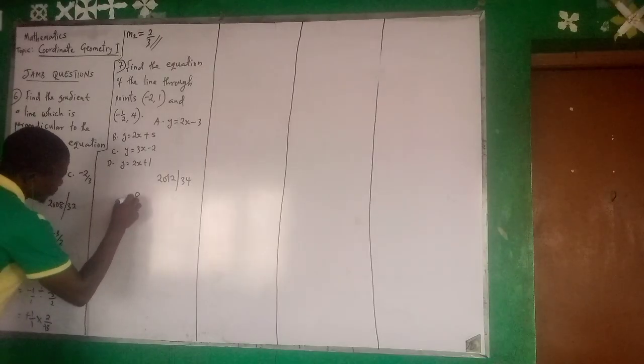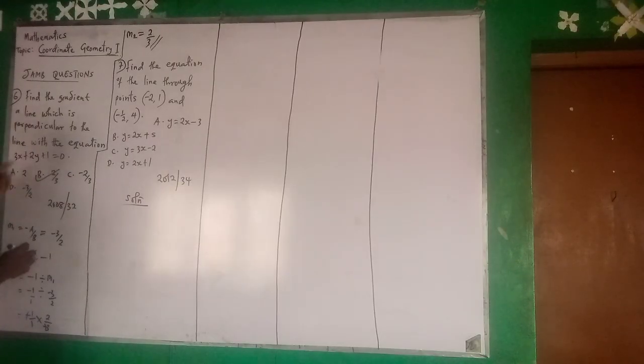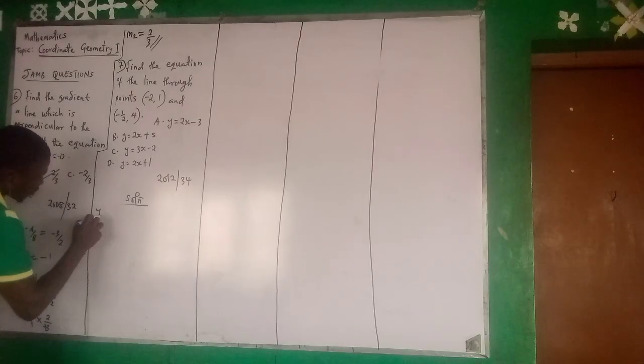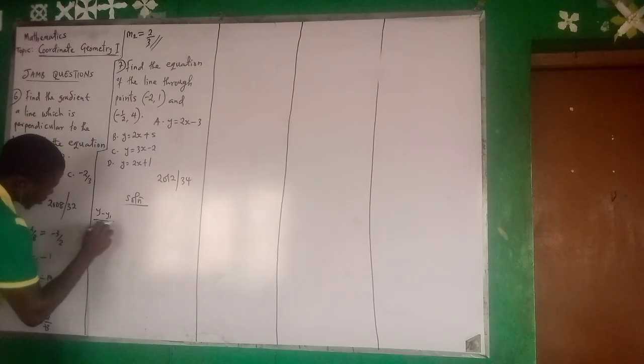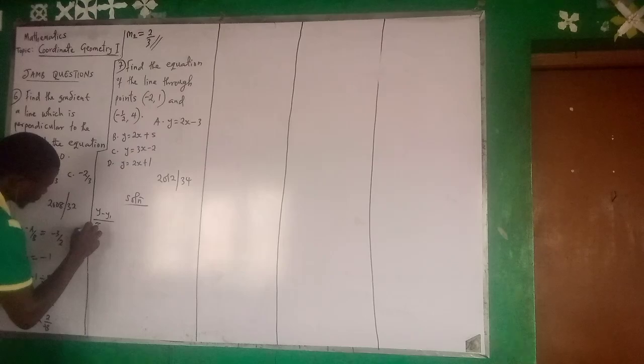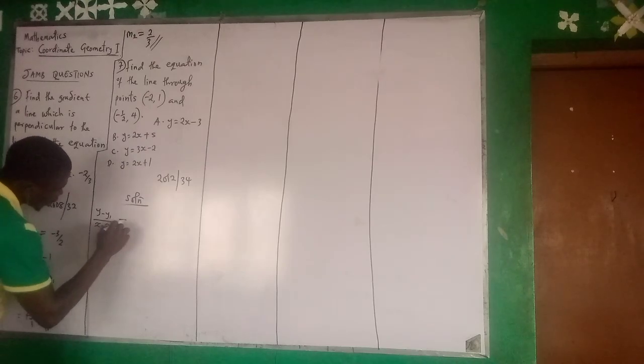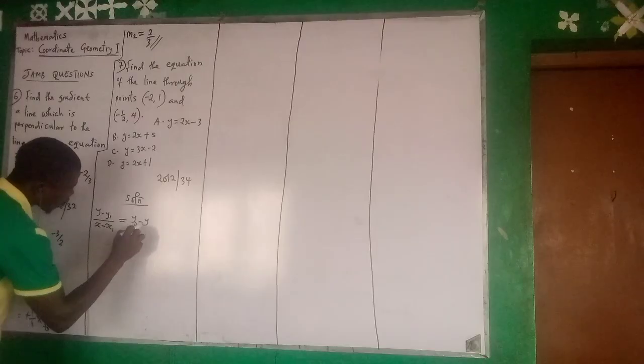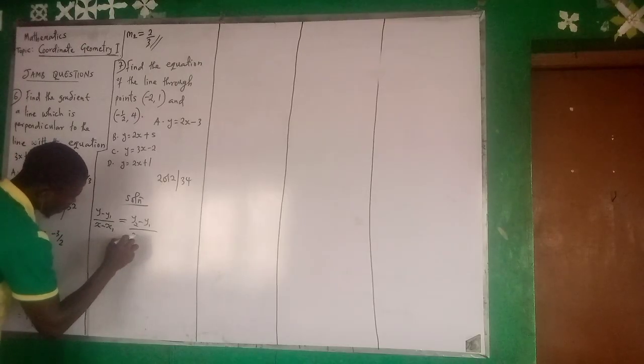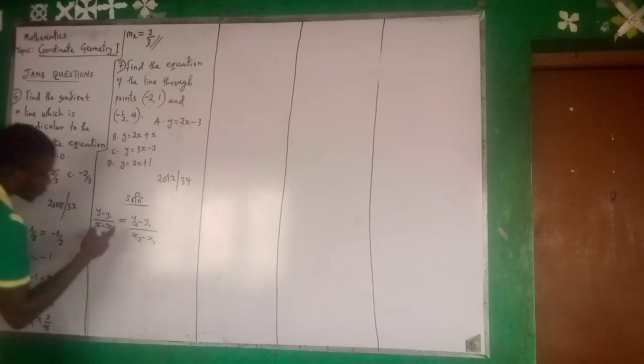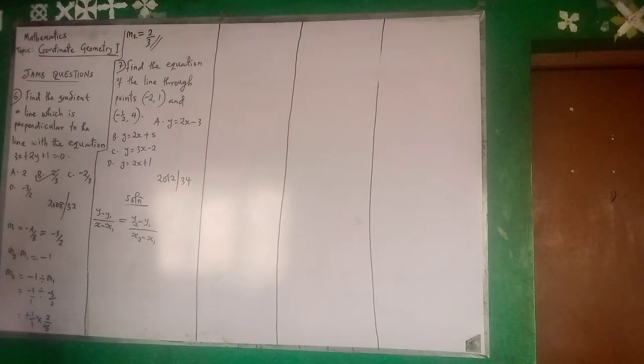So solution, the equation formula for that becomes y minus y1 over x minus x1 equal to y2 minus y1 over x2 minus x1. I gave you this equation before, right? Note, y and x mean variables. They are just variables, right?